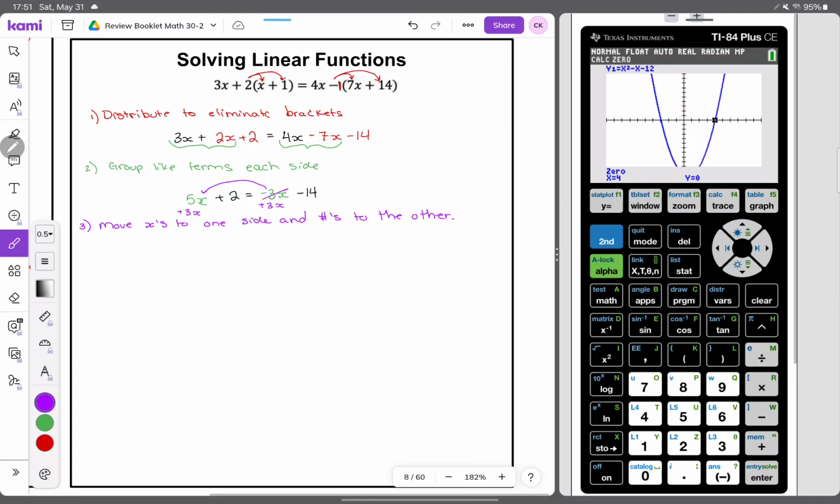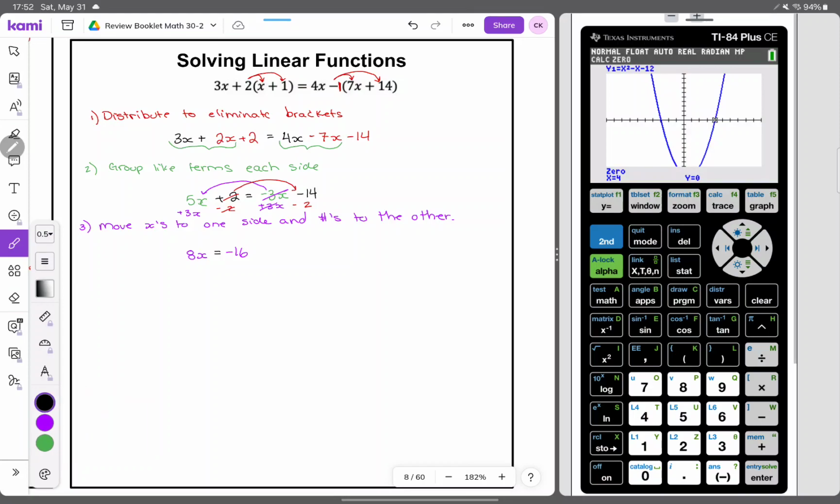So -3x plus 3x cancels that out, which means because I moved x's over to the left side, I'm going to move numbers over to the right side. So I'm going to subtract 2 from both sides. Again, that's going to eliminate on this side. So that's going to give us 5x plus 3x, which is 8x, which is going to equal -14 minus 2. That's going to be -16.